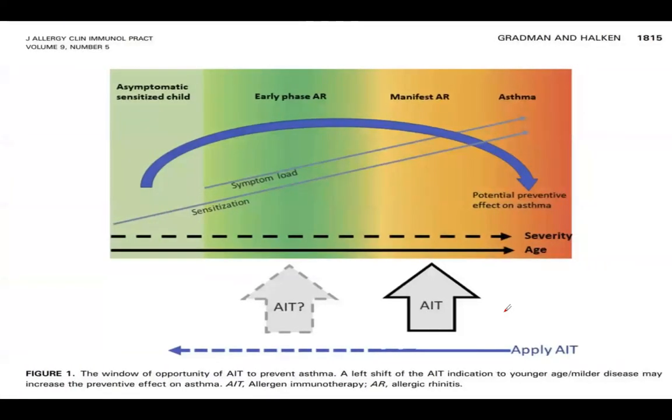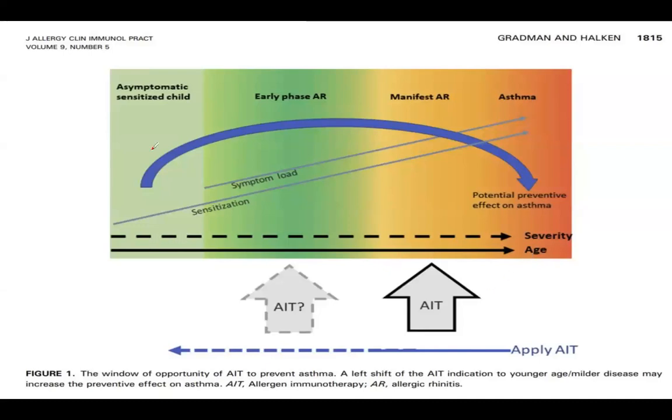This picture has been taken from the Gradman and Haken et al. paper from the Journal of Allergy and Clinical Immunology: In Practice. So we can see the recommendation is to use allergen immunotherapy when we are having already manifested allergic rhinitis, and the allergen immunotherapy has been used here.